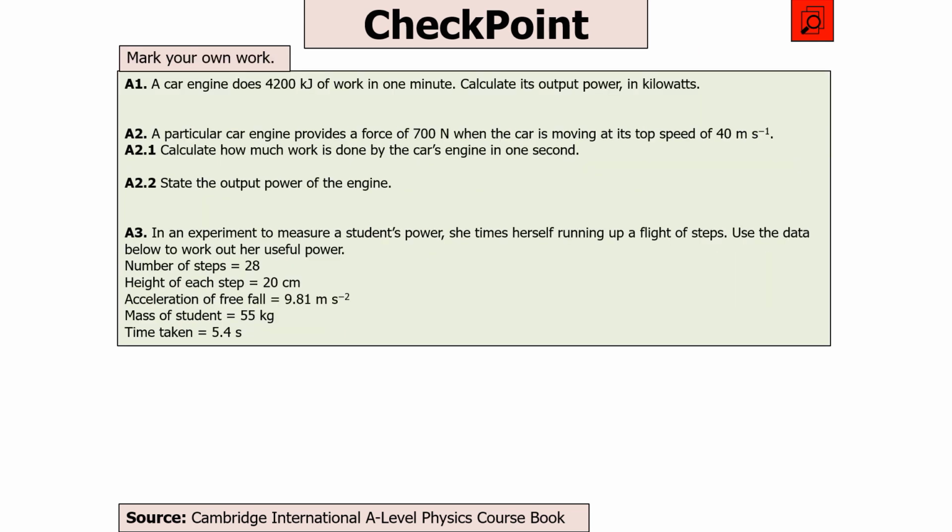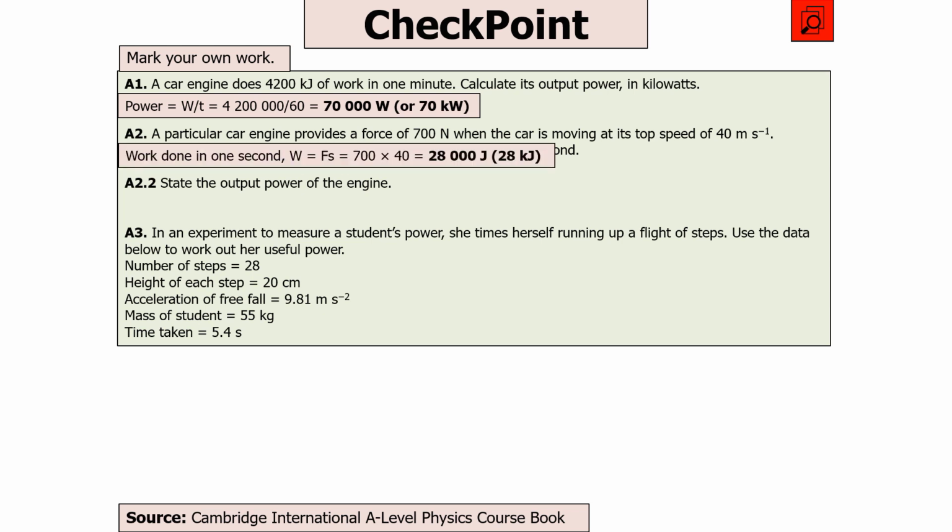Right, in this first one, power is work done over time. It's 4,200 times 10 to the 3, because it's kilojoules, divided by 60 seconds, so it's going to be 70,000 watts. Work done is force times by displacement, so it's force times by speed there, so it's going to be 700 times by 40, so therefore it's 28,000 joules.